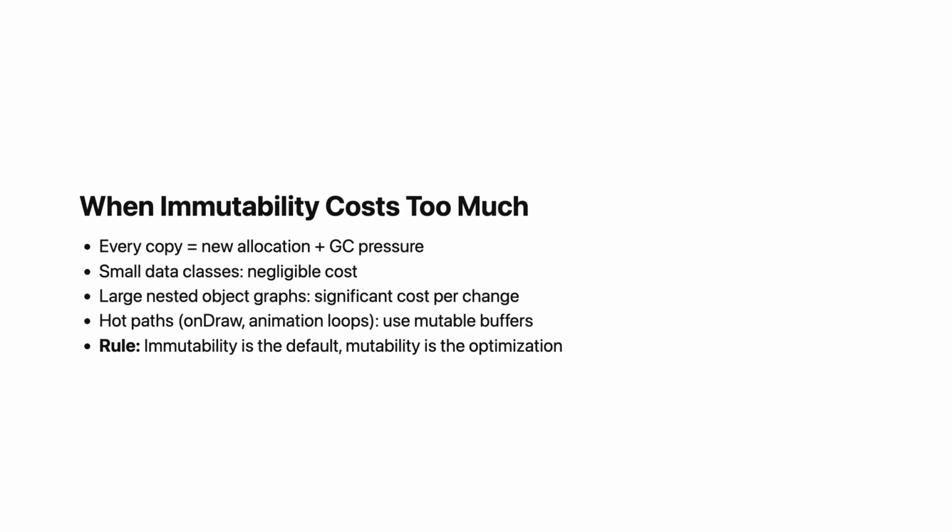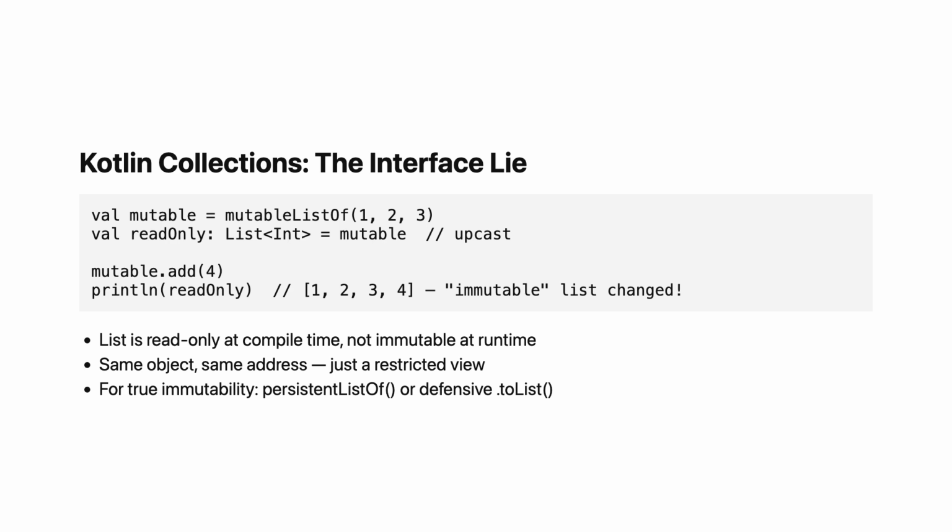This is where you need judgment. For your screen-level state that changes a few times per second, immutable copies are perfect. For pixel-level calculations running 60 times per second, you might need mutable buffers that you reuse. The right answer depends on how often the data changes and how large it is. Immutability is the default. Mutability is the optimization.